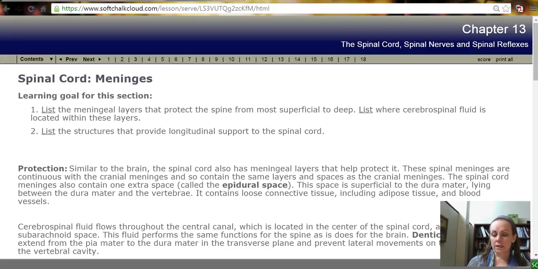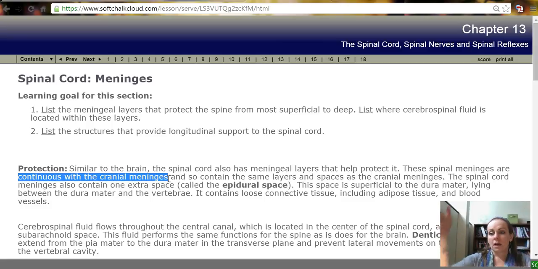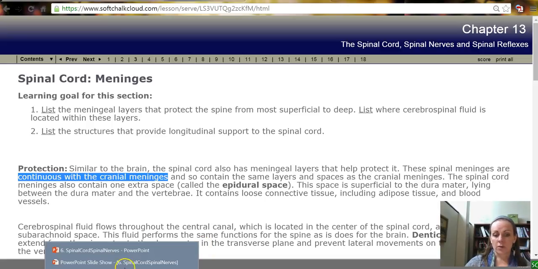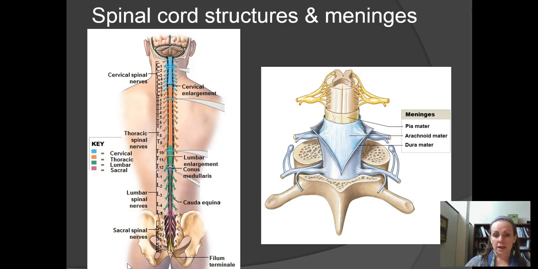Okay, so in talking about the spinal cord, we need to talk about some of the structures that protect it. And just like the brain had meninges, the spinal cord also has meninges. One thing to point out is these are continuous with the cranial meninges. So the meninges that surround the brain, as they pass down into the spinal cord area, are one continuous meningeal layer. It doesn't stop and then start a new one. And because of that, the names of these meningeal layers are going to be pretty much the same.